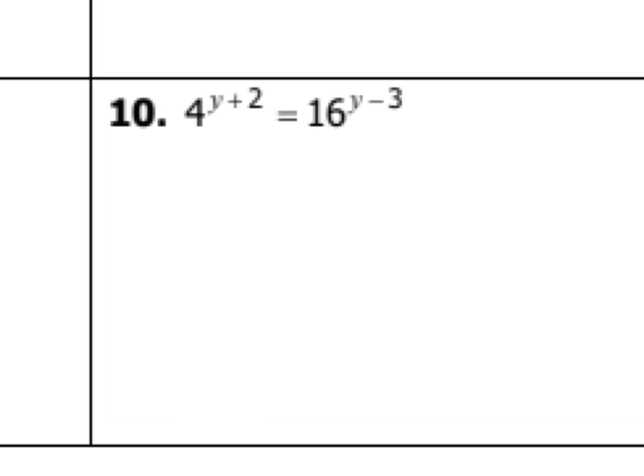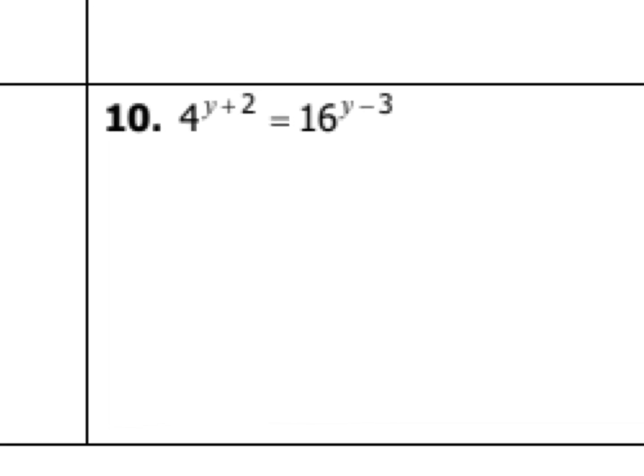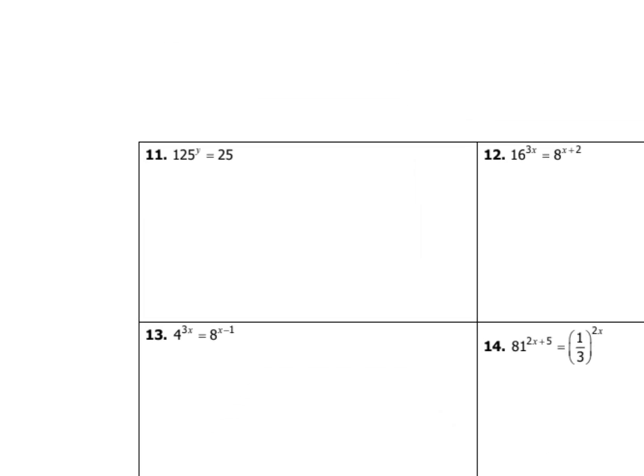Number 10. You want to do it? Do you want to do another one? Do you feel good about it? You sure? It's actually not that bad, to be honest. I like it. Okay. Go to number 11.